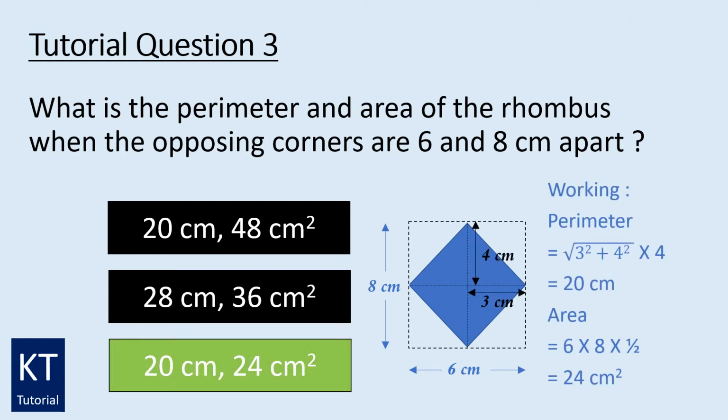To calculate its parameter, we must first identify the length for one of its sides. Knowing that the rhombus is made out of 4 sides with equal lengths, the parameter is 5 times 4, which gives us the result 20 cm. As for its area, we should be able to identify it by halving the product of 6 and 8, which gives us the result 24 cm squared.